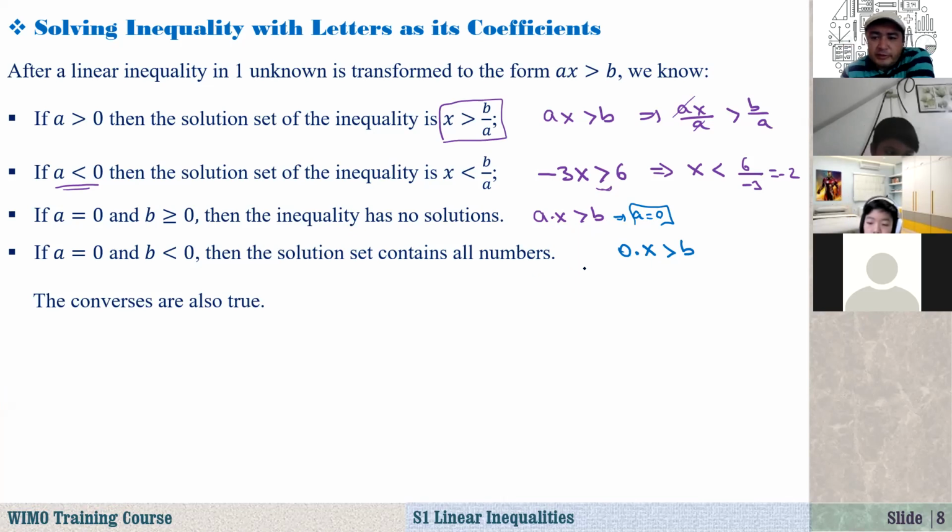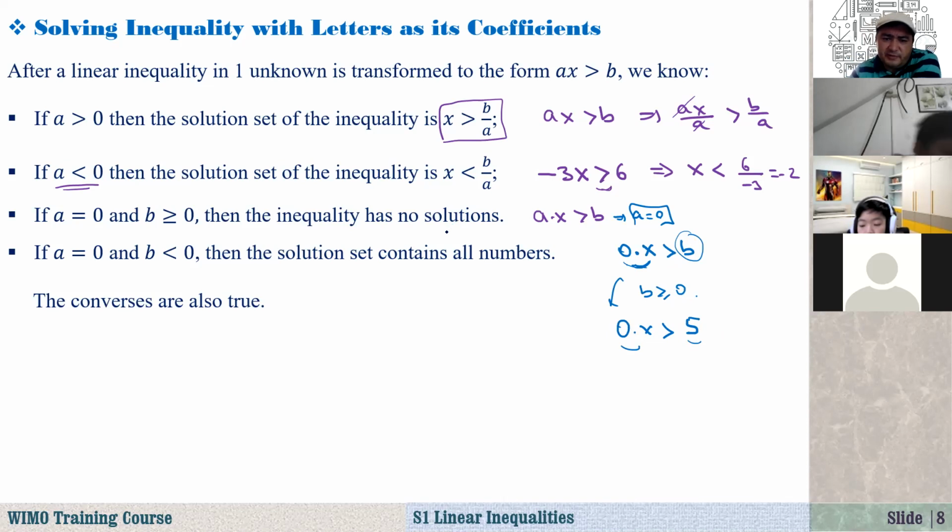All right. So here we have a is equal to 0, and we are saying that b is greater than or equal to 0, right? So what does it mean? If I just put one condition here, I have 0 times x, and put something here for b, for example, let's say 5. 5 is greater than or equal to 0, right? Is 0 greater than 5? No. In this case, actually, the inequality has no solution.